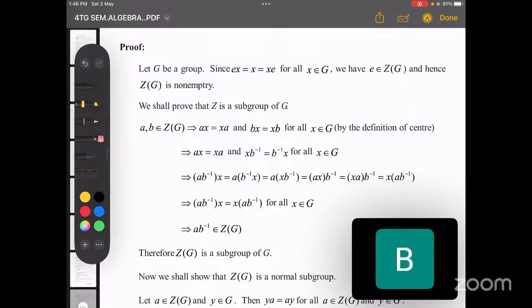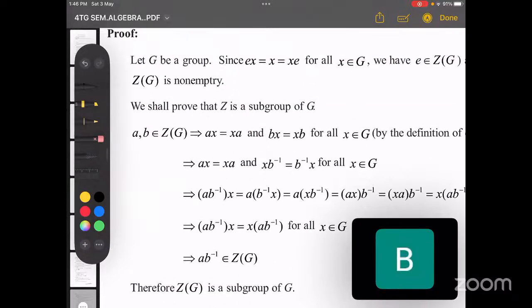So here first, let G be a group. Since we are taking E as the identity element, E into X is equal to XE, by the identity property. For all X belongs to G, E is the identity element, which belongs to Z of G.